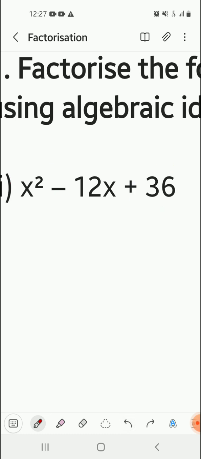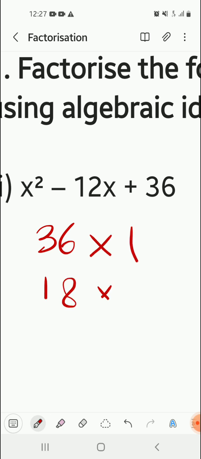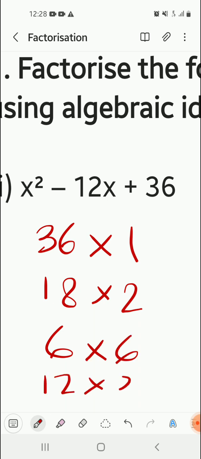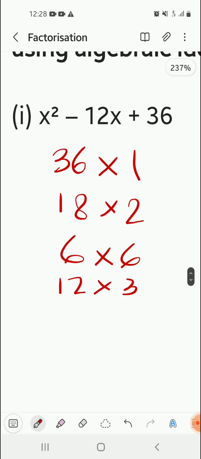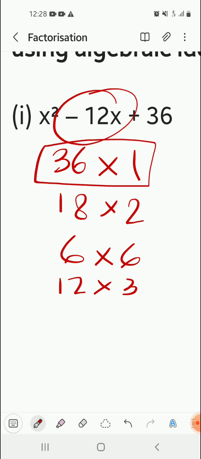The factors of 36 can be 36 into 1, it can be 18 into 2, it can be 6 into 6. Over here you see 12 into 3, 36 this way. Now see, these are all different combinations. Try and use these combinations, add and subtract and find out minus 12x. Moving on, the first one, 36 plus 1 is 37, minus 1 is 35. So in no way it is minus 12x, so we can't use this.